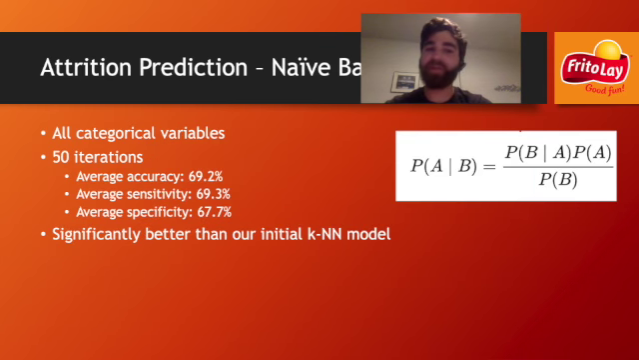We moved on to naive Bayes, and we put all of the categorical variables into this naive Bayes classifier instead of the numeric variables, and we found that the accuracy went up significantly. For 50 iterations, the average accuracy was 69.2, the average sensitivity was 69.3, and the average specificity was 67.7. This is significantly better than our initial KNN model, but we wanted to make sure that we were providing the best model for you, so we tested 2 more.